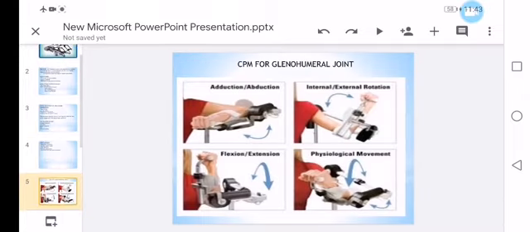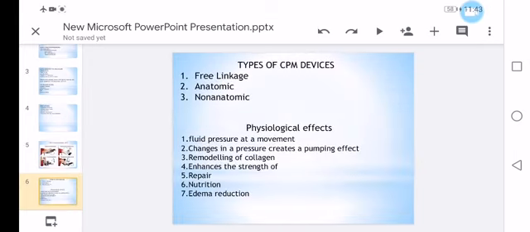Here I have a picture showing the glenohumeral joint, showing adduction, abduction, flexion, extension, internal and external rotations and physiological movement. Physiological movement is nothing but any natural movement, your daily life movement, anything you do regularly. Types of CPM devices.